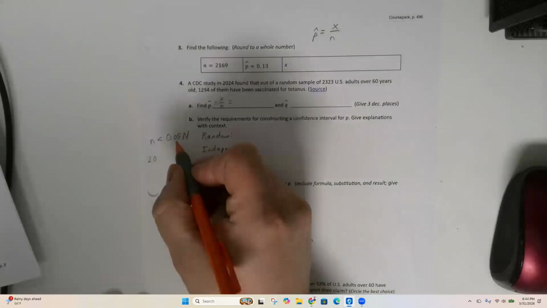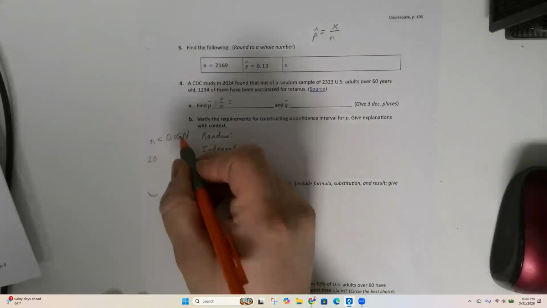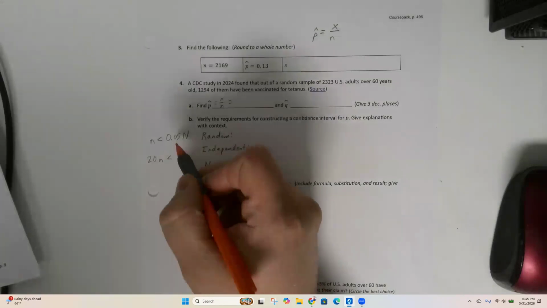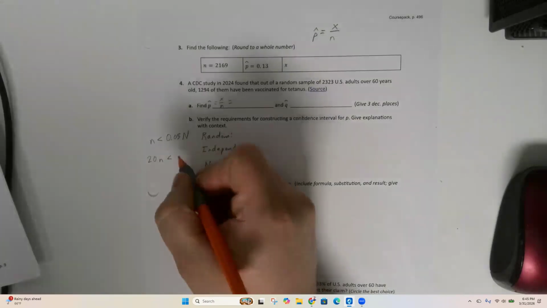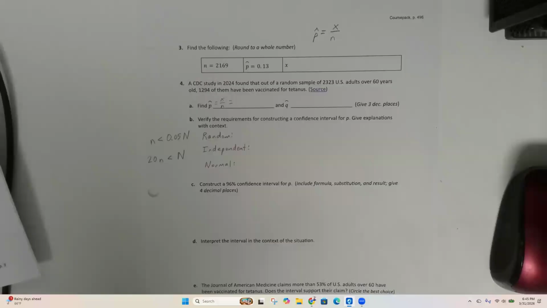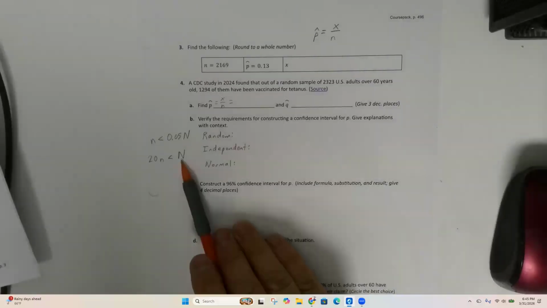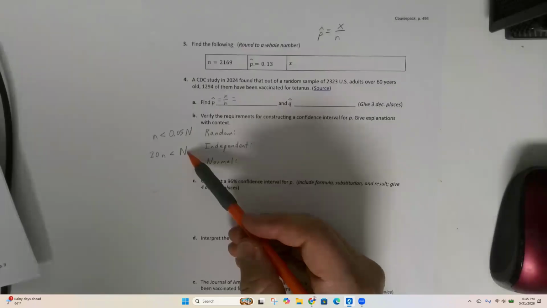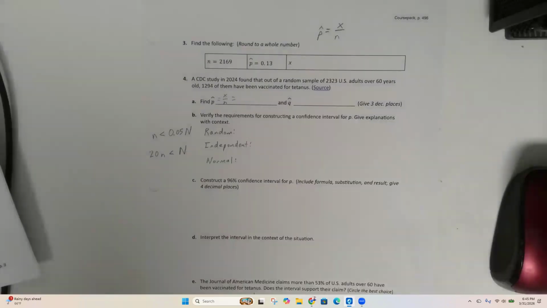If you multiply both sides of this equation by 20, you get 20n is less than 20 times 5%, which is 1. So you get 20n is less than capital N. This one's usually a little easier to deal with because we don't have decimals and also because we might not have a number over on this side. But that's where the 20 comes from.